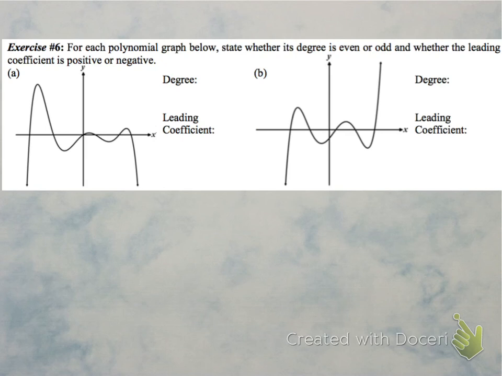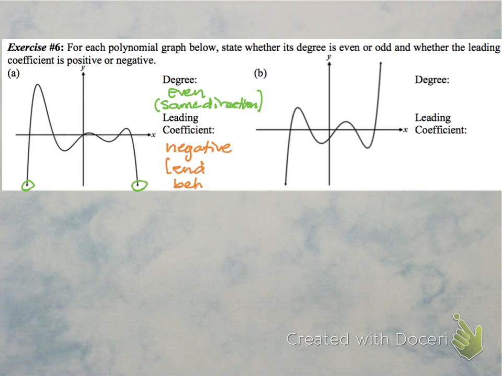All right, for each polynomial graph, state whether the degree is even or odd and whether the leading coefficient is positive or negative. On this one, because they're going in the same direction, both going down, my degree is going to be even. And my leading coefficient must be negative, because my end behavior points down.